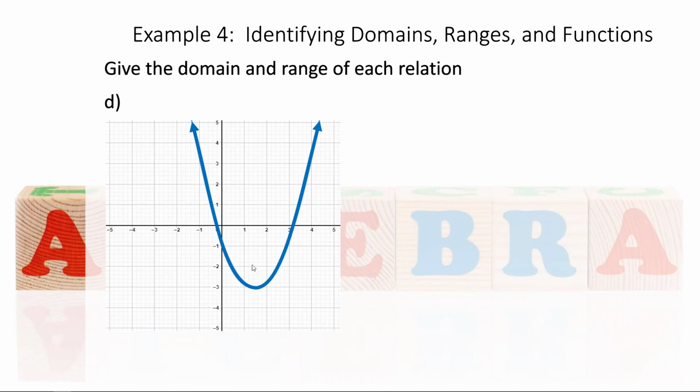And then finally, here is a graph of a quadratic equation. Is this a function? Well, yes, it is. Notice that any vertical line will hit the graph exactly once. What is the domain? Well, notice here that this will continue all the way down to negative infinity for x, and this will continue all the way up to infinity for x. So the domain, once again, is the entire real line.